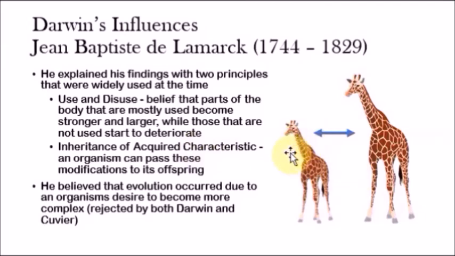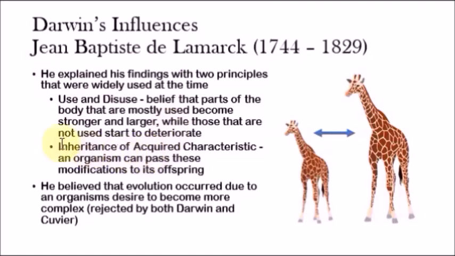Okay, and this is completely wrong, by the way. Use and disuse is completely wrong. That's an important thing to remember. Even though Lamarck came up with the theory of how descent with modification works, it's completely wrong. Use and disuse is not the way organisms actually evolve.